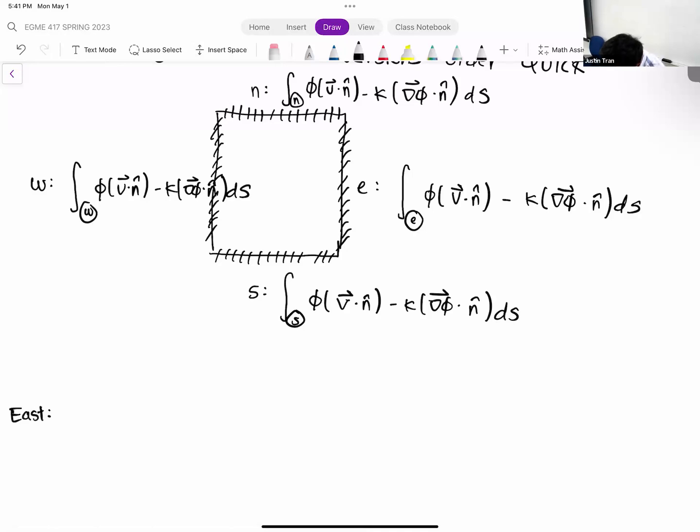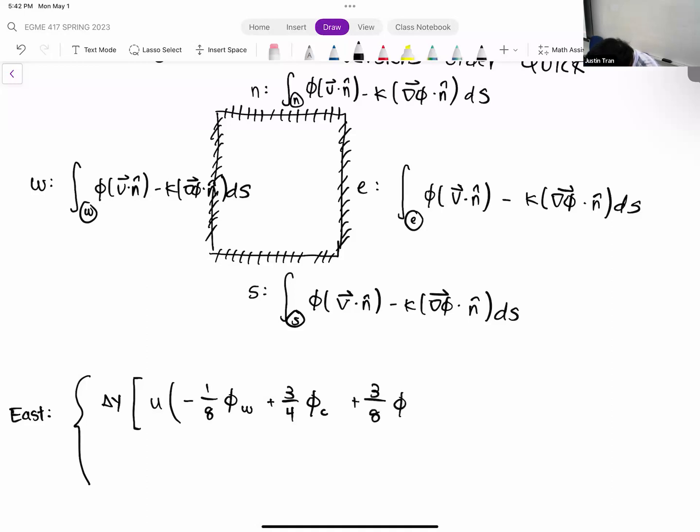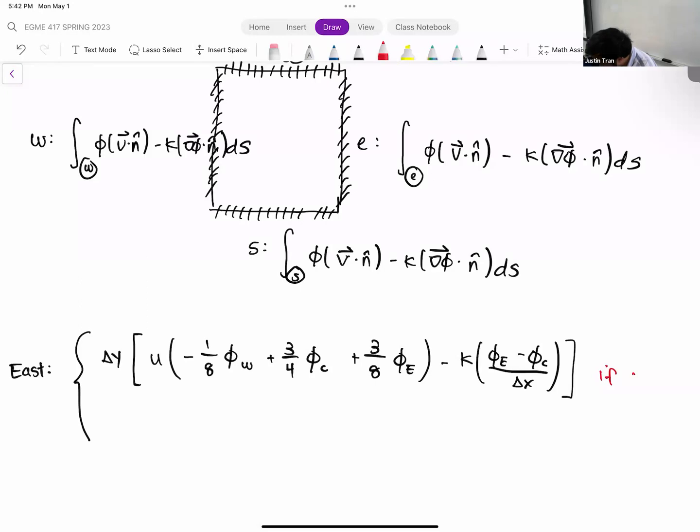For the east, we have these 2 versions. With both versions, we're going to have a delta y out front. So the first version is going to be u times minus 1/8 phi sub W plus 3/4 phi sub C plus 3/8 phi sub E, minus k times phi sub e minus phi sub c divided by delta x. We use this version if u is greater than 0, so if the x component of velocity goes from left to right.